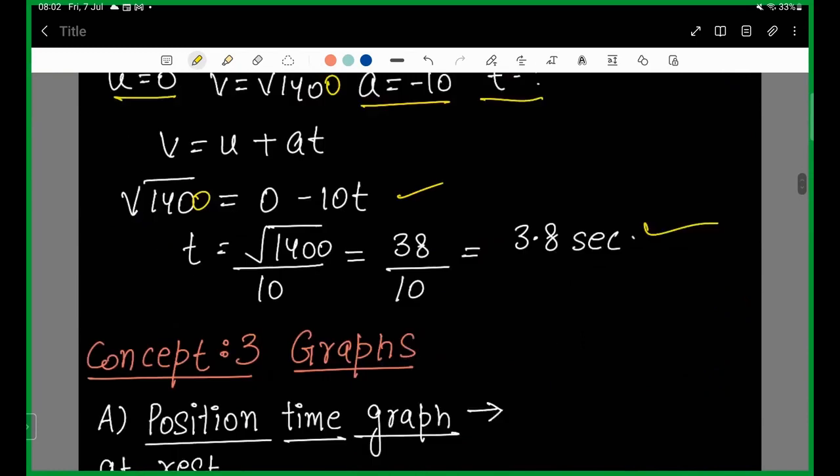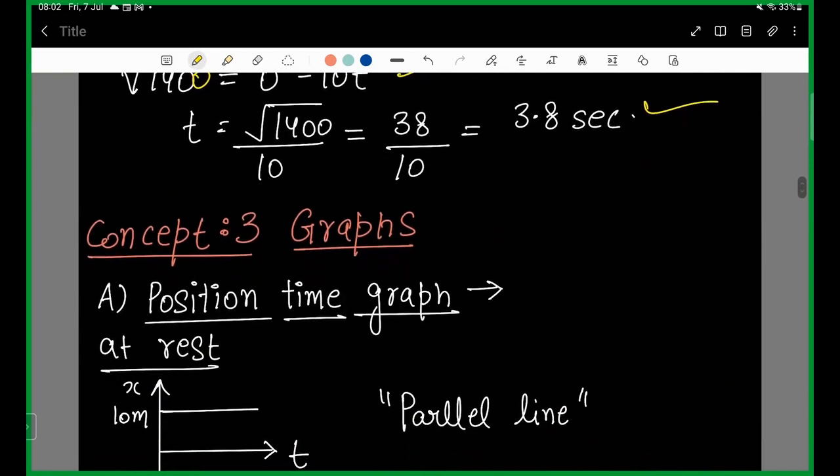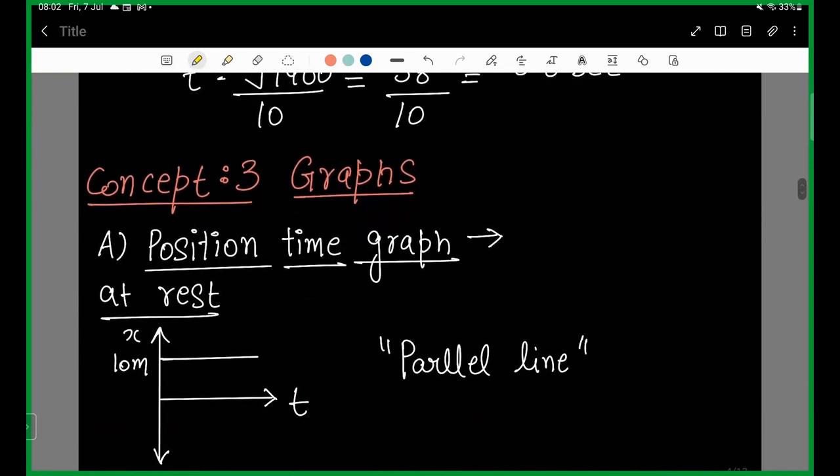Okay, so now let's move to concept number 3. Concept number 3, which I want to cover, is graphs. Motion graphs. Very important topic. Many times a graph is given to us and we want to extract information from that graph. There are many kinds of graphs which we can make.